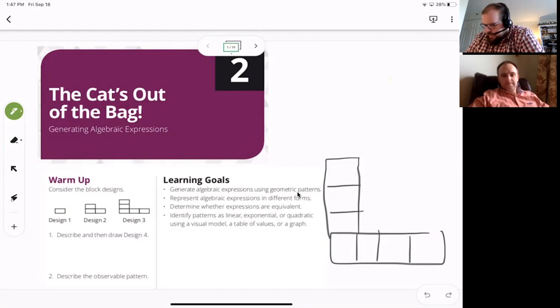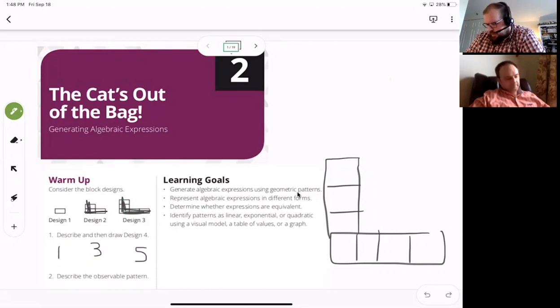I noticed that as each design goes up in design number, it looks like we're adding a block to the top and to the side. So is that where the 4 and 4 came from? Yeah, I just looked at it and I said design 1 had 1 block. Design 2 has 2 blocks like that and 2 blocks like this. Design 3 has 3 and 3. So I said design 4 had to have 4 and 4.